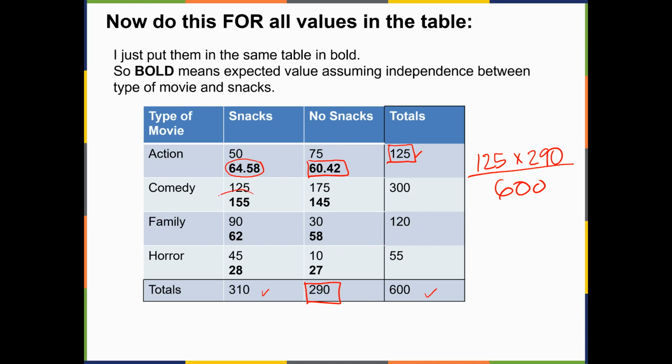So the 155 comes from 300 times 310 divided by 600, sorry. All right, so that's how you compute the expected values for each value in the table, and you need to do that for all 8 of those.